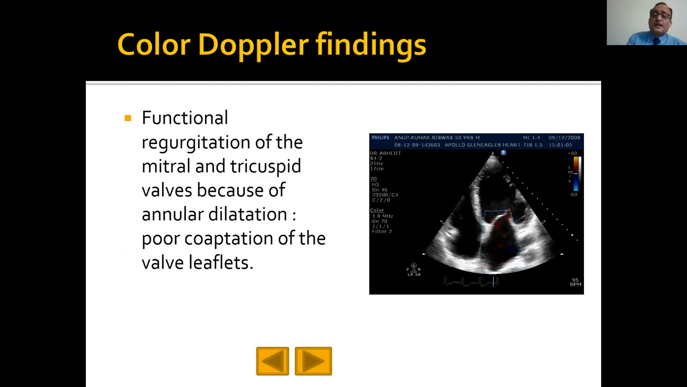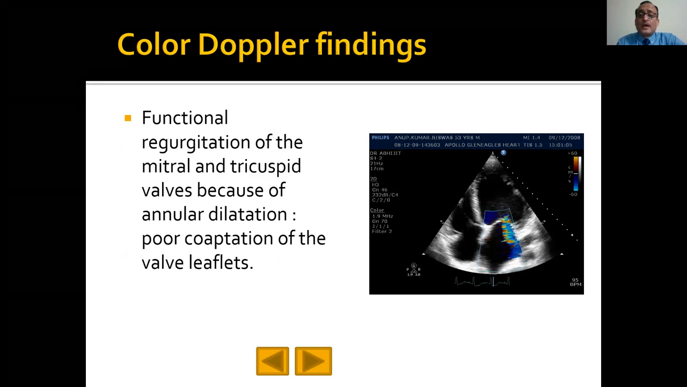If you look at the color Doppler findings, this is mitral regurgitation by an eccentric jet. You see the blue color, and after that you see the red color. These are not two separate jets, but the same jet which is hitting the roof of the left atrium and getting reflected back into the left atrium.